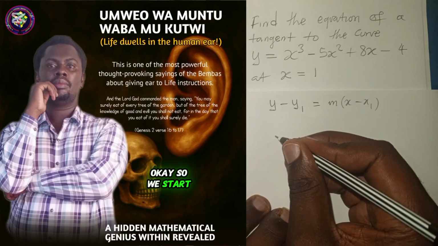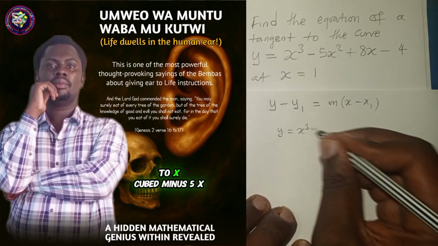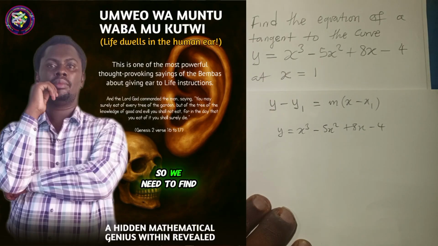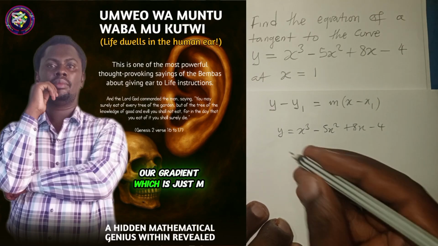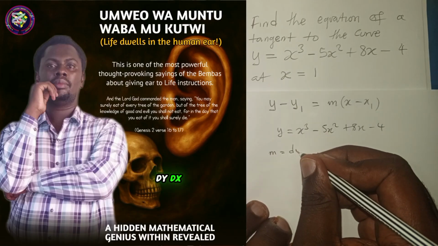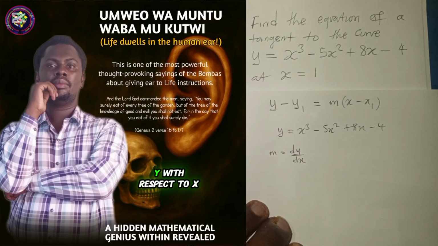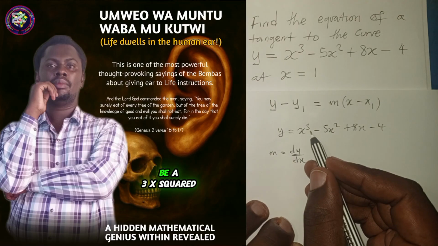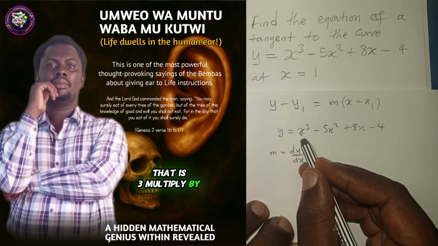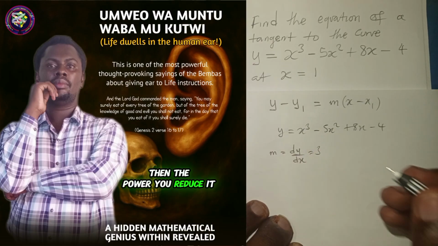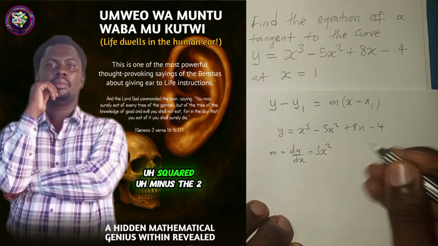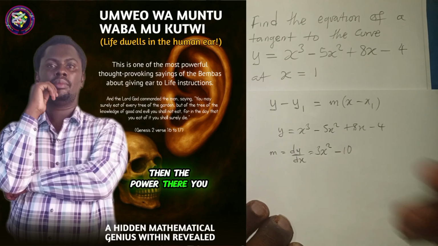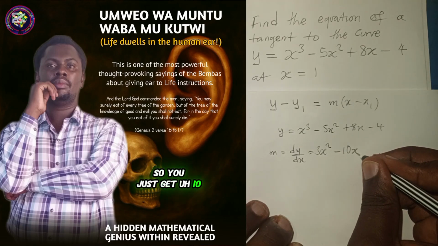Okay, so we start. We have y is equal to x cubed minus 5x squared plus 8x minus 4. So we need to find the gradient, which is just m, which is also equal to dy dx. That is the derivative of y with respect to x. So the derivative of x cubed, we know that it will be 3x squared. That is 3 multiplied by 1 is 3. Then the power will reduce by 1, so you get 3x squared. Minus the 2, you multiply by 5, that is 10. Then the power there will reduce by 1, so you just get 10x.